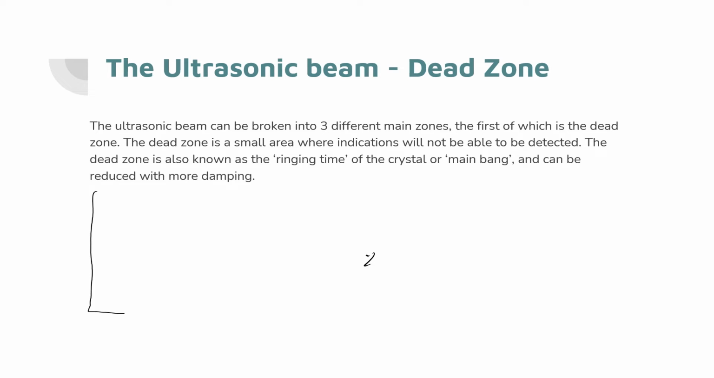So if you have your ultrasonic set, before you plug anything in, you should see something on the left like this. So that's just a sign that the UT set is on. However, when you plug your probe in, you should see something like that. Now, this distance here is the dead zone. It's basically the ringing time of the crystal. And in this area, you will not be able to detect any indications because they will be totally masked by this echo.